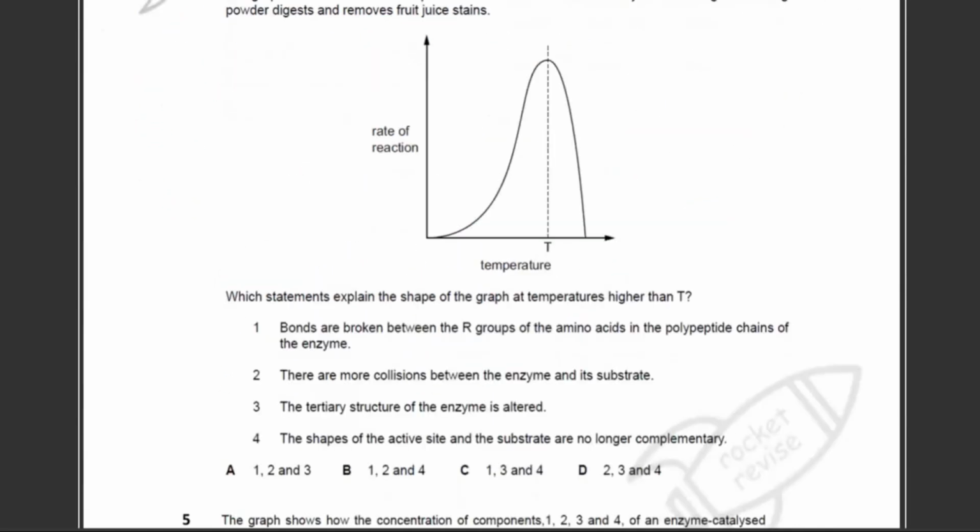So this is again a good question, a conceptual question rather. It says the graph shows the effect of temperature on the rate at which an enzyme in a biological washing powder digests and removes fruit juice stains. Which statement explains the shape of the graph at temperatures higher than T? This is a very easy thing, you people will be able to do it.